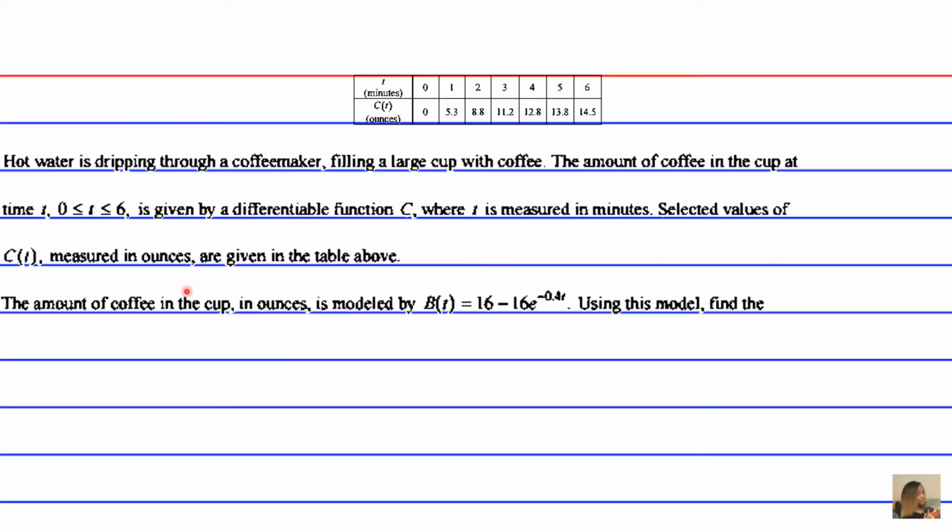Alright, so the amount of coffee in the cup in ounces is modeled by B of t equals 16 minus 16 times e to the negative 0.4 t power. Using this model rather than the table, find the rate at which the amount of coffee in the cup is changing when t equals 5.